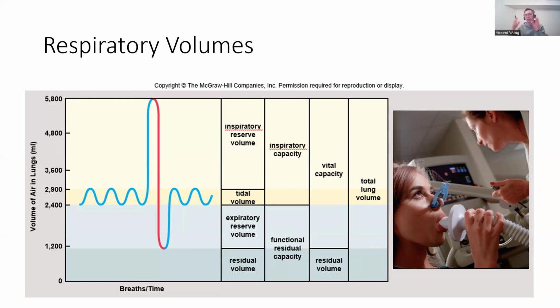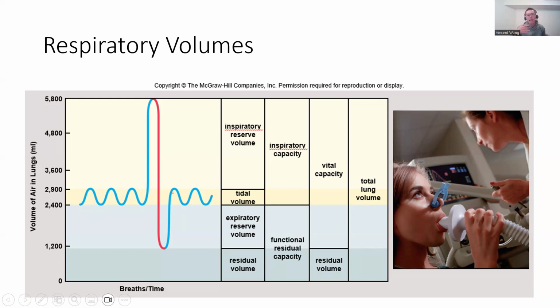Your lungs expand, contract, expand, contract. So you're inhaling, exhaling, inhaling, exhaling. So this volume here that you are inhaling and exhaling, this is called the tidal volume. The tidal volume. It's just going up and down in a predictable manner.